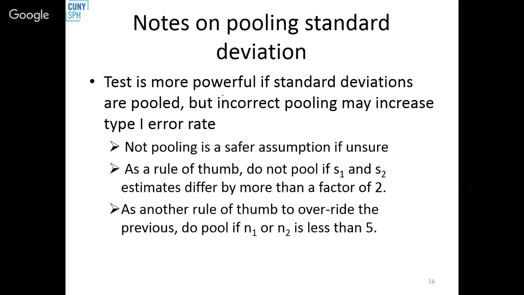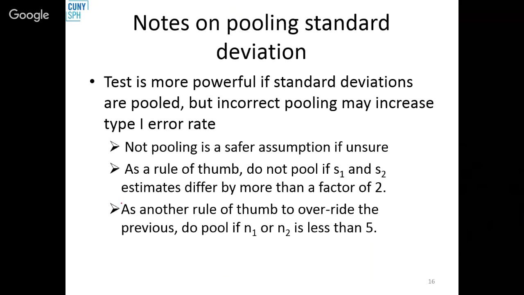Now, pooling those standard deviations, it is more powerful as long as those population standard deviations actually are correct. But it can increase your type 1 error rate if it is not correct. If you're not sure, generally not pooling is the safer assumption. I don't know, this is a rule of thumb not to pool if S1 and S2 are really different, like more than a factor of 2.